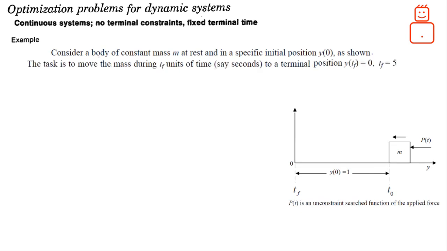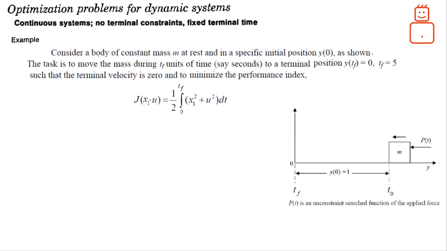The desired task here is to move the mass during t sub f units of time, say 5 seconds, to a terminal position at which y of t f is equal to 0. We also require that the final or terminal velocity is 0. During this journey, we need to minimize the shown performance index.